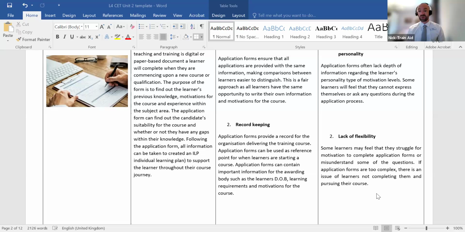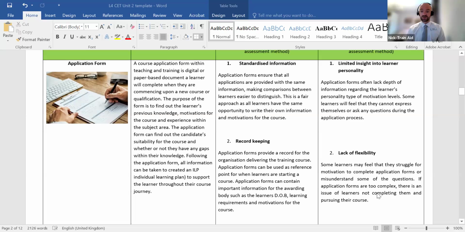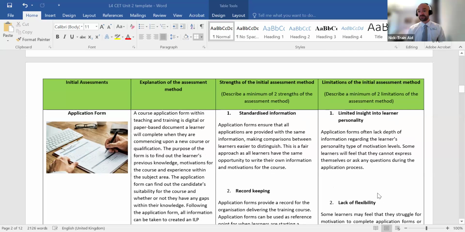Learners might misunderstand the question and they haven't got a teacher to ask, what does that mean? So application forms need to be simple, worded correctly. They need to be standardized, of course. I always say get a second opinion from a fellow teacher if you are writing an application form. So those are my strengths and limitations of the application form.